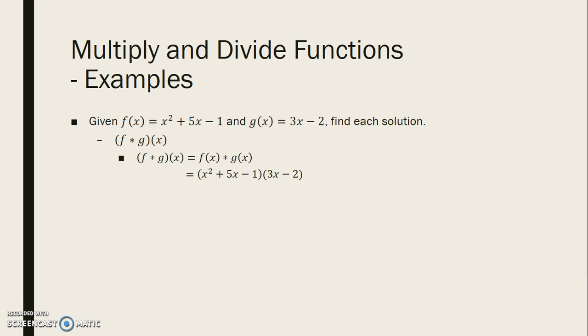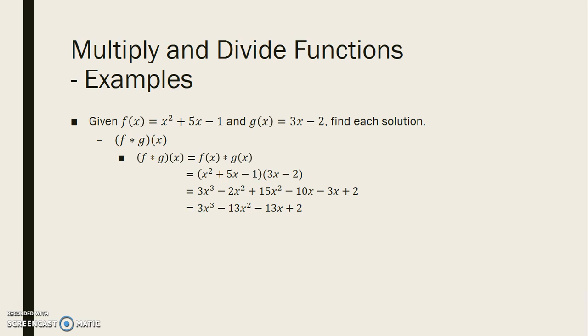Okay, so from here we would distribute, so we would do 3x times x squared, negative 2 times x squared, 5x times 3x, 5x times negative 2, negative 1 times 3x, negative 1 times negative 2, and we get 3x to the third minus 2x squared plus 15x squared minus 10x minus 3x plus 2. And then last thing we do with this one is we combine like terms. So we get 3x to the third plus 13x squared minus 13x plus 2.